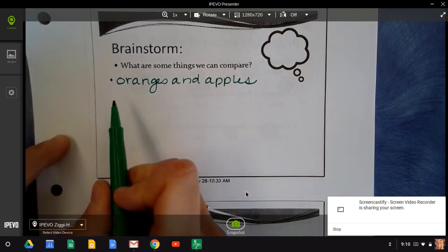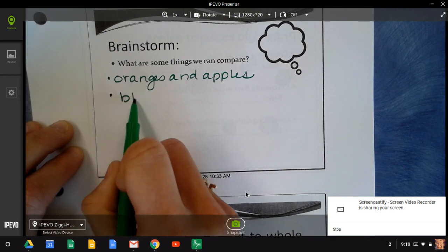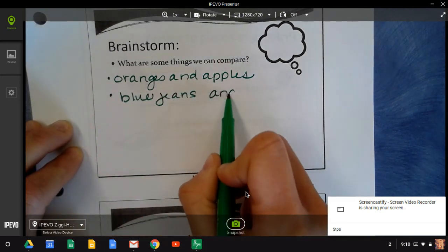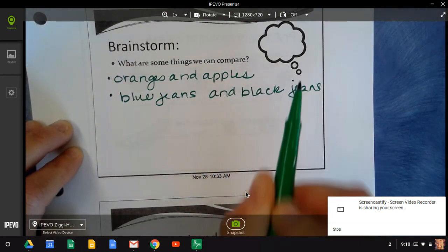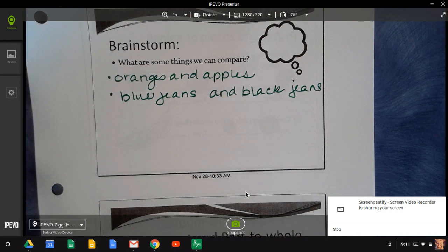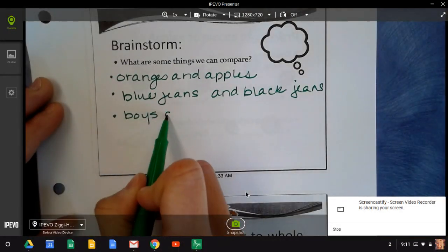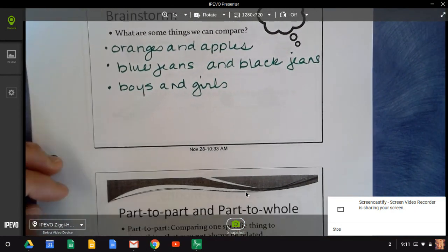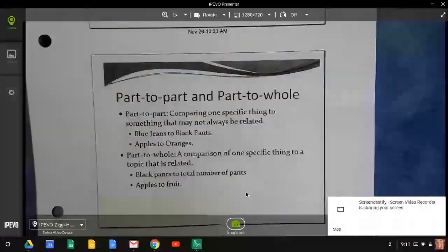All right, I don't know what you wrote, but I know that you can also compare blue jeans and black jeans. Two different things, okay? And there are other things you can compare. You can compare boys and girls. So these are all different things we can compare, and we can do that with ratios. So we're going to start learning about what a part-to-part and a part-to-whole comparison is.